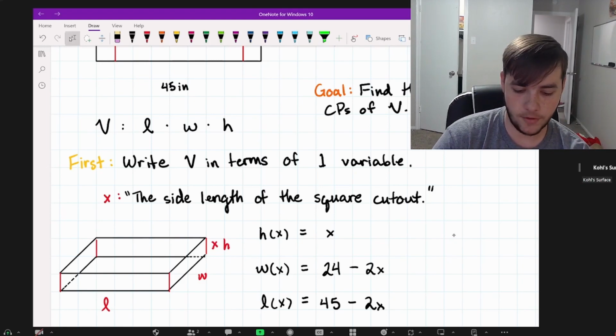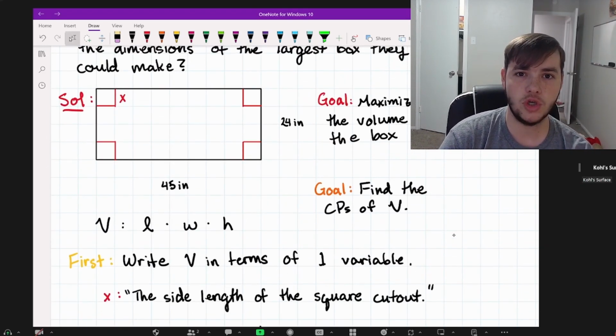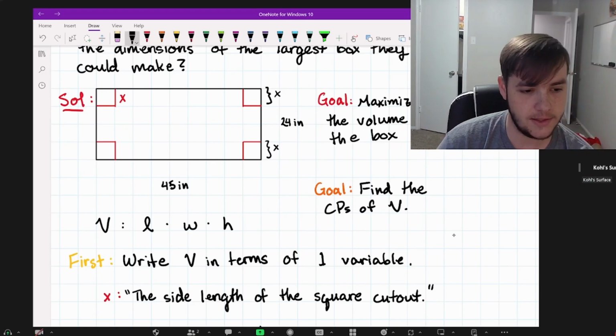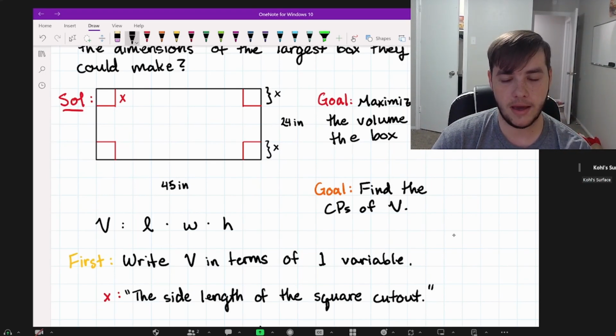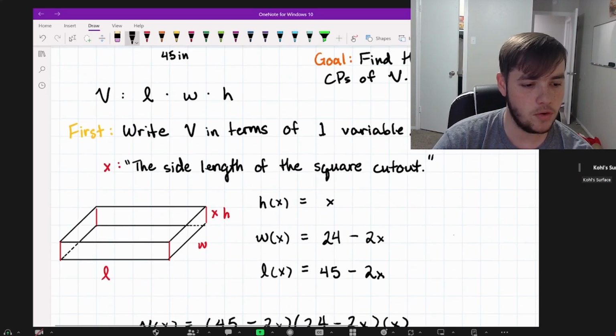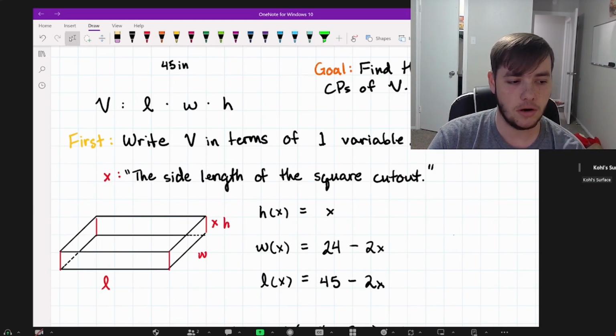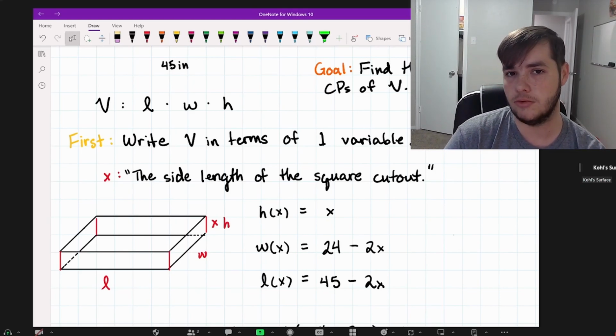For example, for the width, I'm starting from 24 inches of material, and then I'm making a cut with length x from both sides. So the width of my box is 24 inches minus the two cuts, or 2x. Same thing for the length. I start from 45 inches of material, and then I cut x out of each side. So the total length is 45 minus the two cuts.